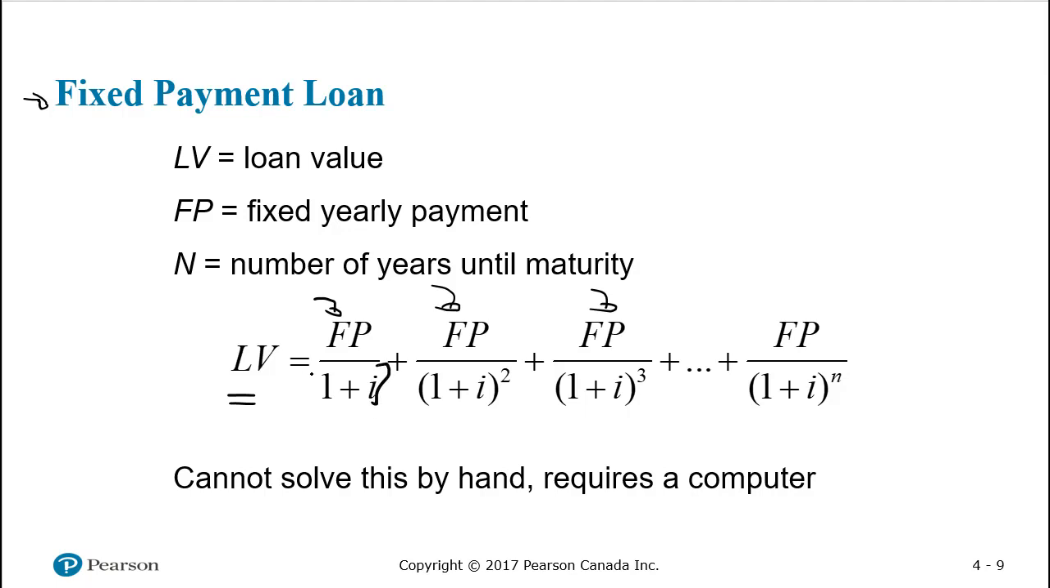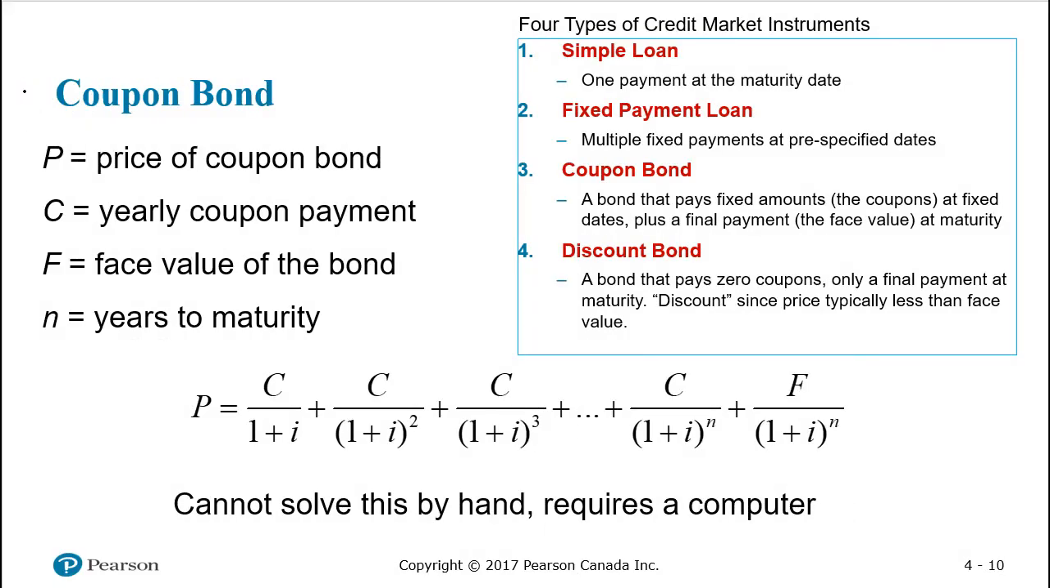That's you could go like this to the n equals 1, so that's why they're just showing the 1 plus i. This is year 2, the fixed payment divided by (1 + i)^n where n equals 2, plus fixed payment divided by (1 + i)^3, etc., etc. Okay? So it's saying here that you cannot solve this by hand. We're going to require a computer, or we're going to use the time value of money functionality on the Texas Instruments BA II Plus.